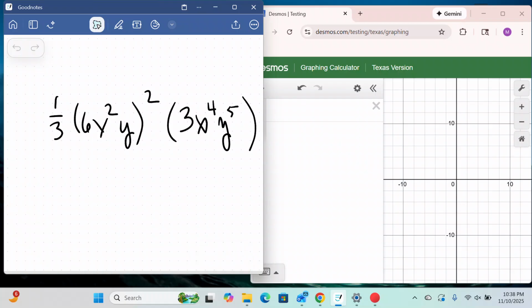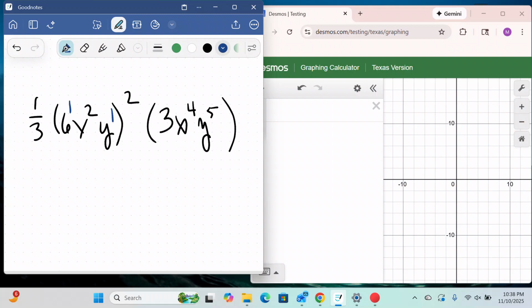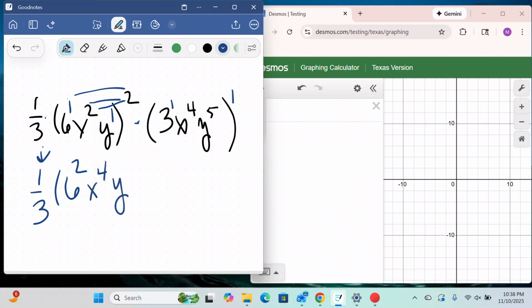I would put my imaginary 1s wherever they belong, so I'm going to put them in blue. Above the 6 you have a 1, above the y you have a 1, and above this 3 I have a 1, and then I have a 1 right there. So the way I would do this is this means multiplication right here. So I'm going to just bring down the 1/3, and then I see here that I have a power raised to a power. So this is actually 6 to the 2nd times x to the 4th, y to the 2nd.